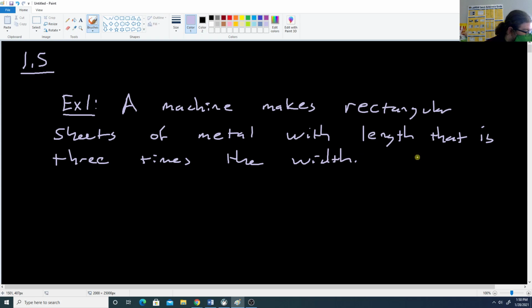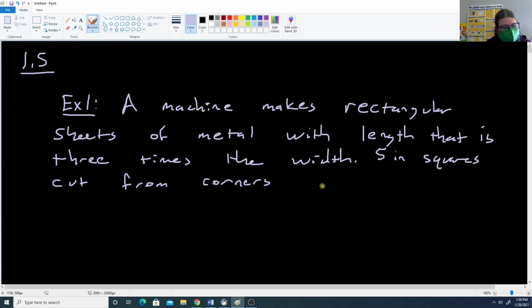So next they say 5-inch squares are cut out of the corners, so the resulting shape can be folded into a box with no top. So 5-inch squares are cut from corners. The result can be folded into a box with no top.